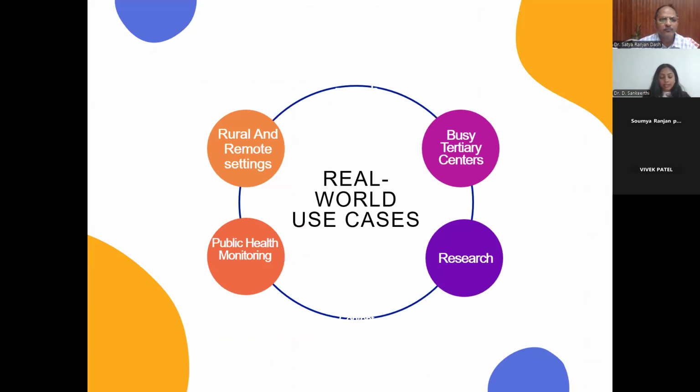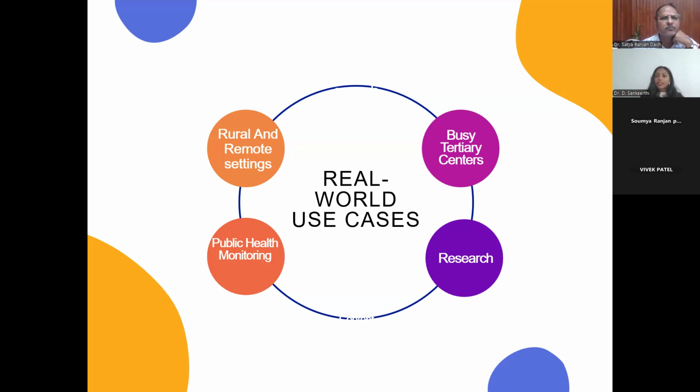So what are the real-world uses where we could use this? One is in rural and remote settings where there's not much facility for skilled and trained personnel to work. So it could definitely help there to be a red alert and to at least guide these doctors who are working in the periphery to refer patients to a higher center.